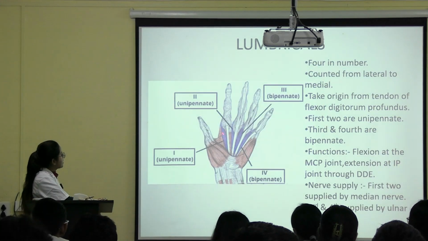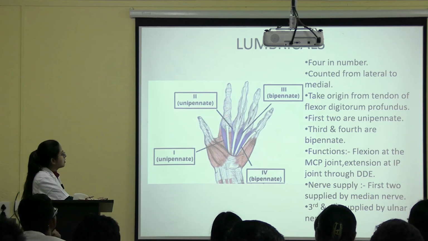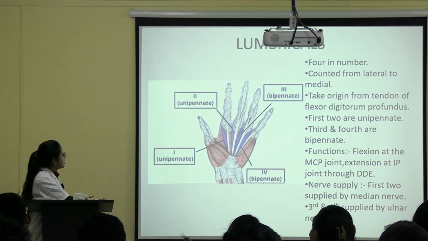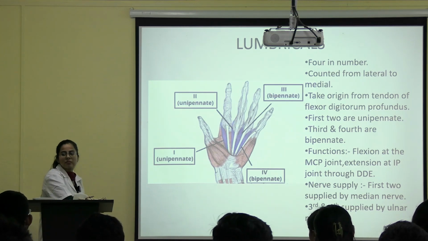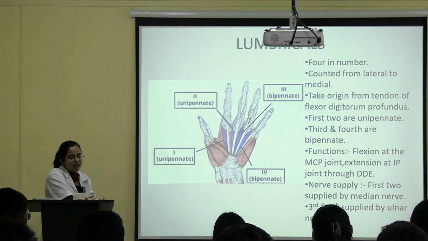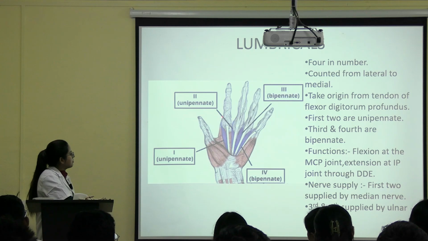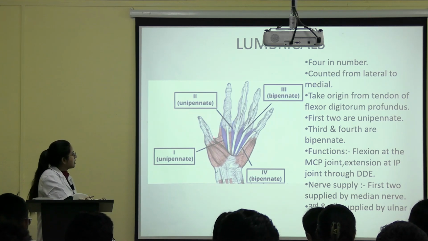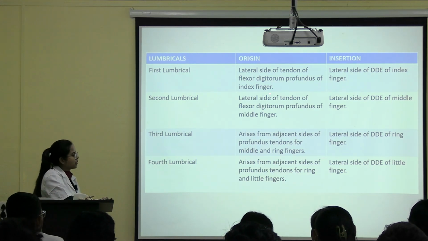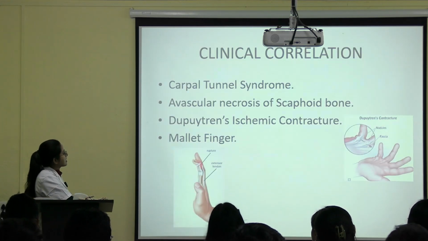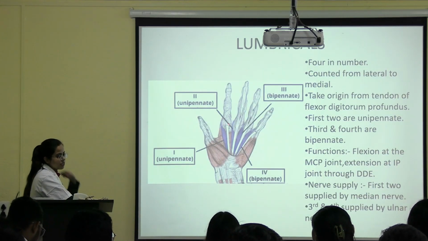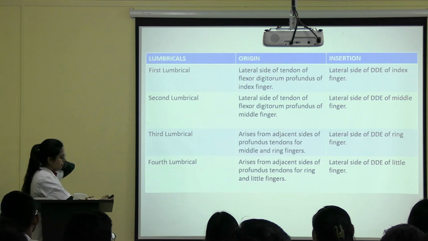First lumbrical. So can you tell me from where it is originating? What is this finger? Index finger. Okay. So this is the lateral side or medial side? Lateral. What is the name of the tendon from which it is originating? Flexor digitorum profundus. So it is originating from lateral side of tendon of flexor digitorum profundus of index finger, okay, and it is getting inserted in lateral side of dorsal digital expansion of index finger, okay.